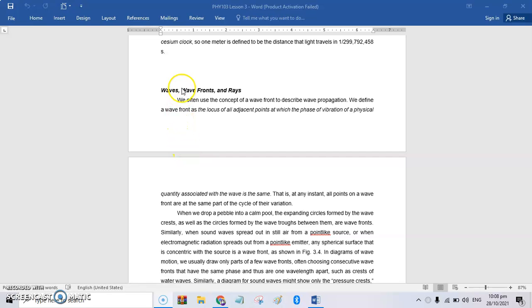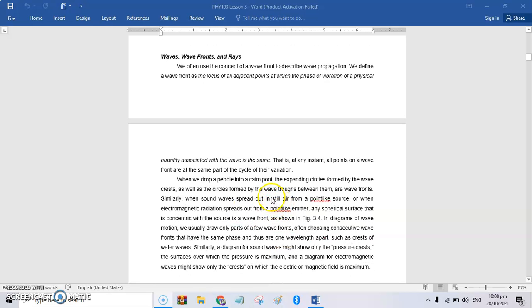So the next one is waves, wave fronts, and rays. We often use the concept of a wave front to describe wave propagation. We define a wave front as the locus of all adjacent points at which the phase of vibration of a physical quantity associated with the wave is the same. That is, at any instant, all points on a wave front are at the same part of the cycle of their vibration. So what is this wave front really?